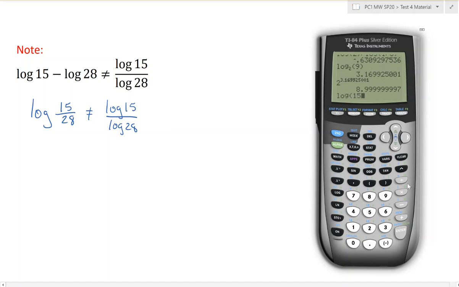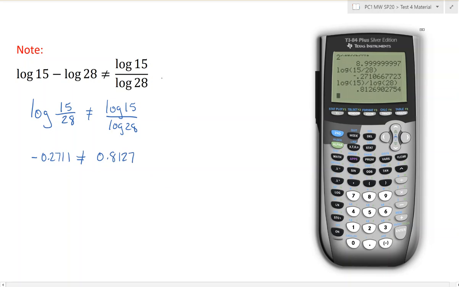Log of 15 over 28 is a negative 0.2711, and that is not equal to the log of 15 divided by the log of 28. So that is not equal to 0.8127, not at all equal.